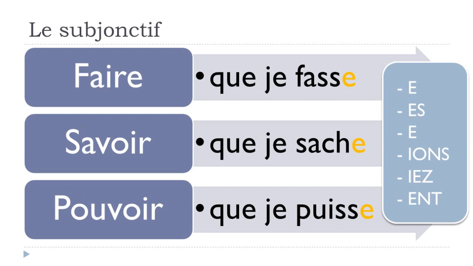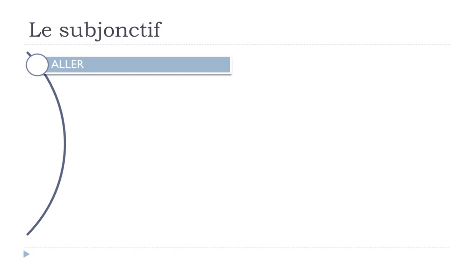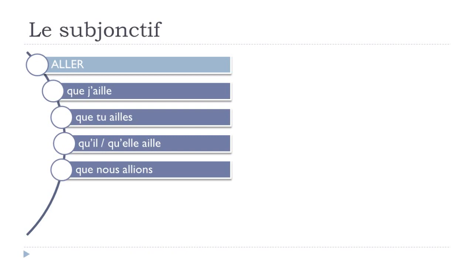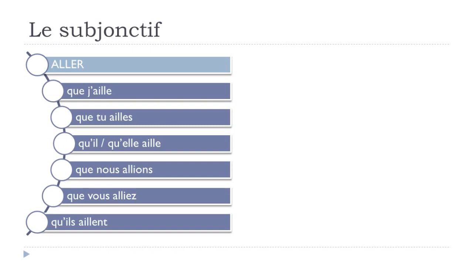Of course, we've got some more tricky verbs, and aller is usually one of them. Aller means to go. Have a look. Que j'aille, que tu ailles, qu'il aille, qu'elle aille, que nous allions, que vous alliez, qu'ils aillent, qu'elles aillent. Sorry, I did forget the feminine form here. Listen to me: que j'aille, que tu ailles, qu'il aille, qu'elle aille, que nous allions, and that's the difference here, allions. Que vous alliez. I don't make the liaison just for you to listen carefully, alliez, but if you want to make the liaison, que vous alliez. And then, qu'ils aillent, and the feminine form, qu'elles aillent.